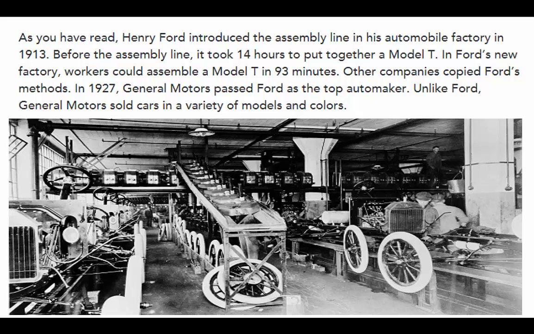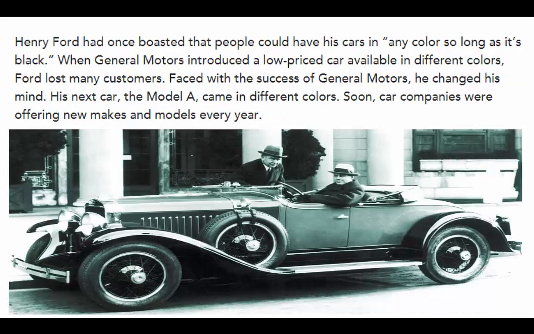Now we can answer question 5. How did Henry Ford's assembly line affect the time it took to make an automobile? Well, it went from 14 hours to 93 minutes. Wow. Number 6, before General Motors, what was the only color that Model T was offered to consumers? Well, as you're going to see in the next slide, black. Henry Ford had once boasted that people could have his cars in any color so long as it's black.